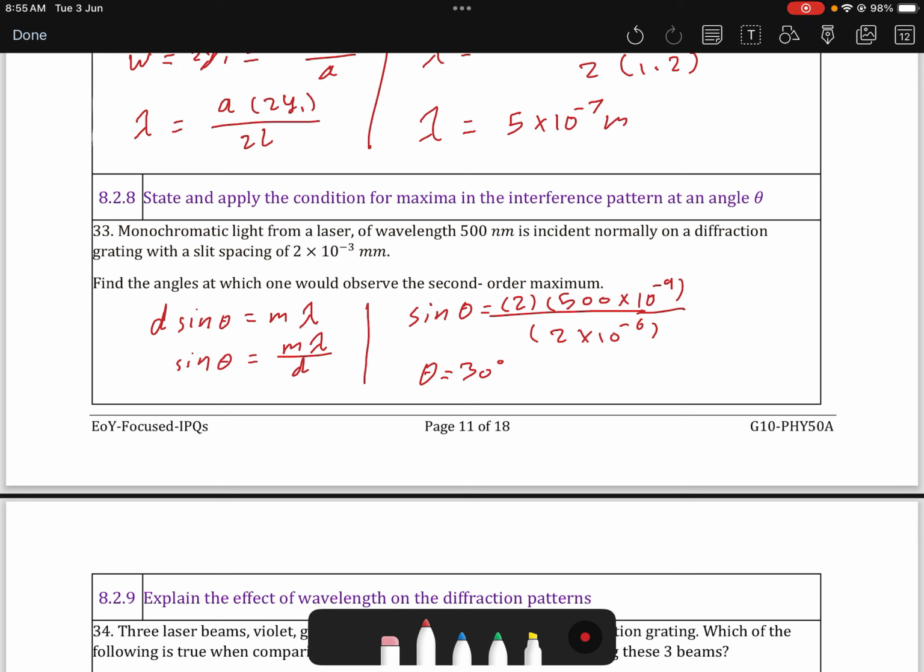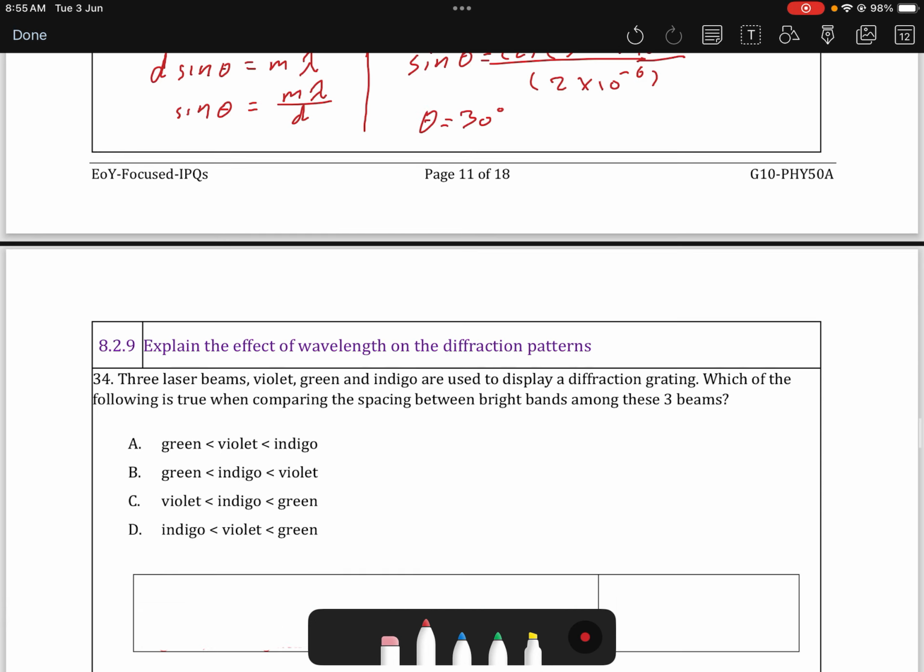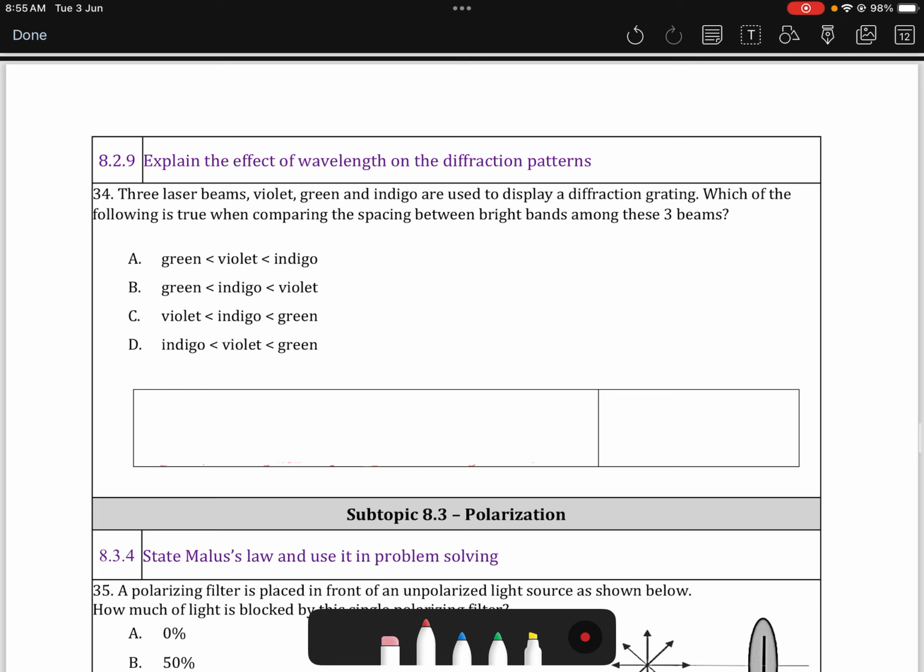Of course, if you don't want to use shift solve, you say theta equals sine inverse, and you put the result of this fraction. Okay. Now, next question.